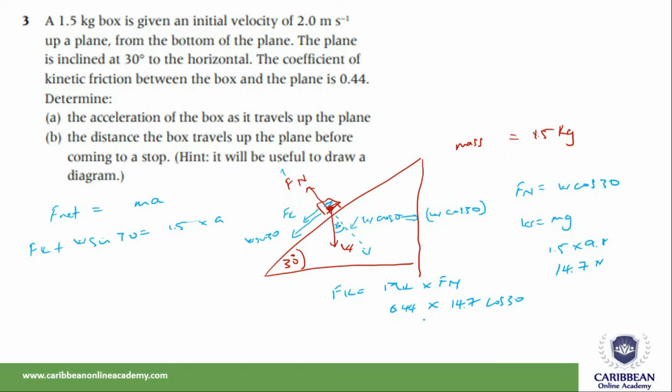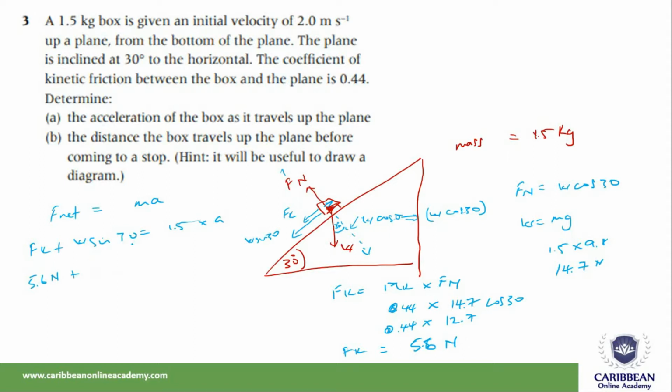14.7 times cos of 30 is supposed to give us 12.7, times the 0.44. That tells us that Fk is equal to 5.6 newtons. So now that we know this, we can put in that value: 5.6 newtons plus W sine 30.